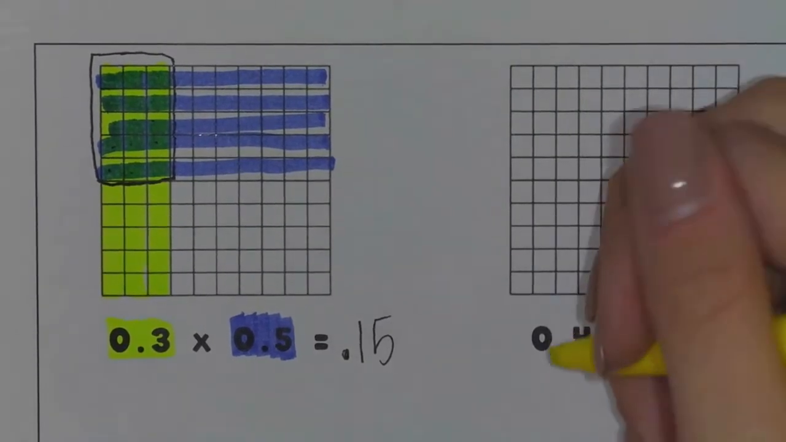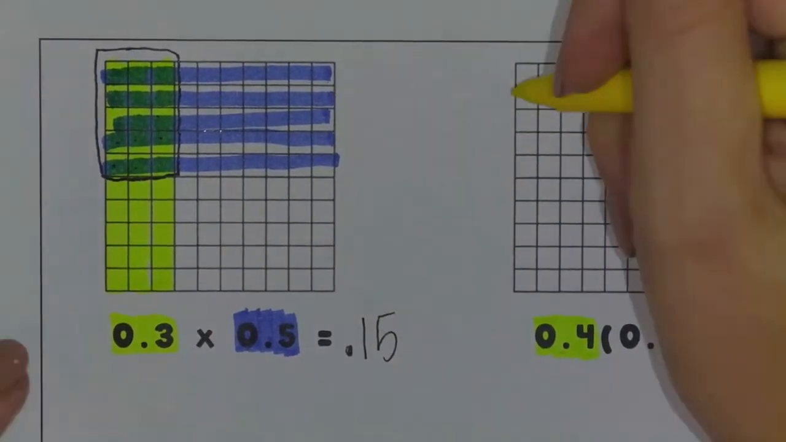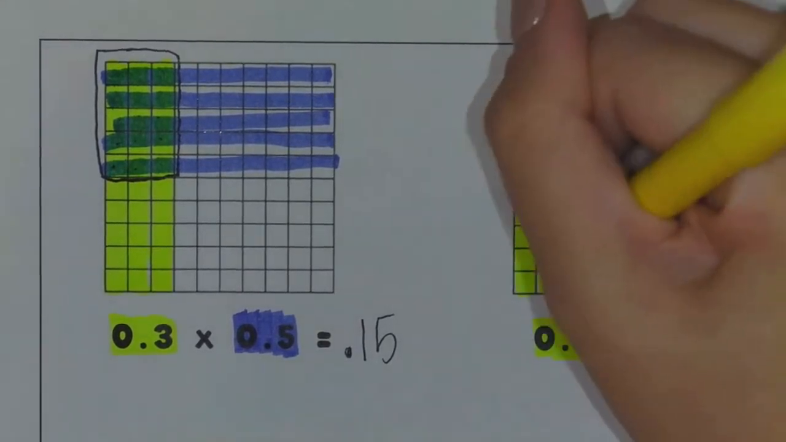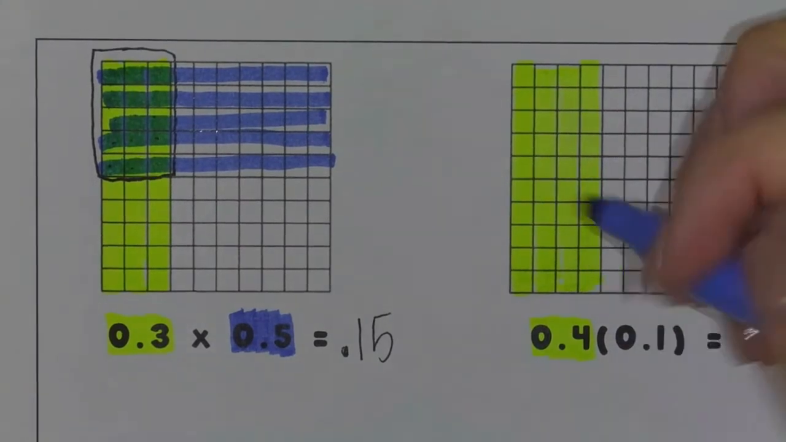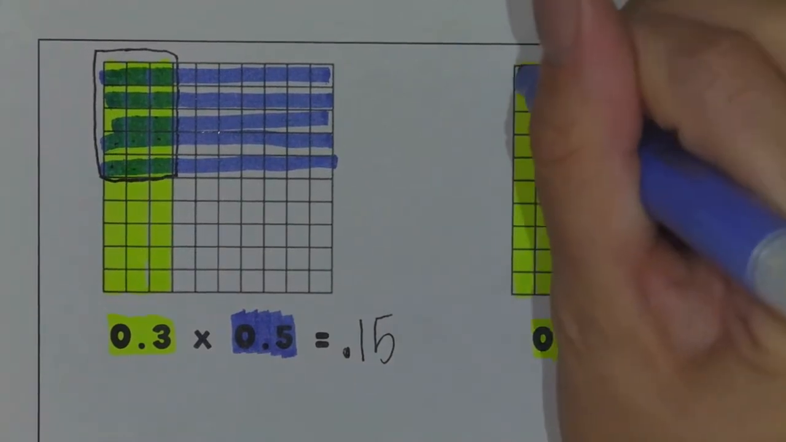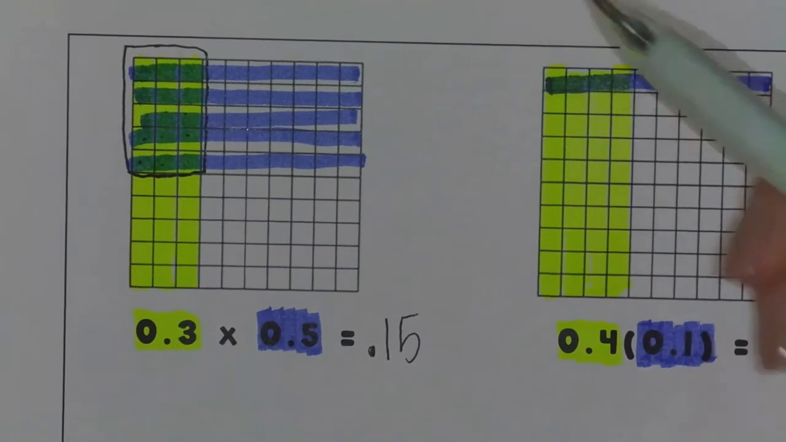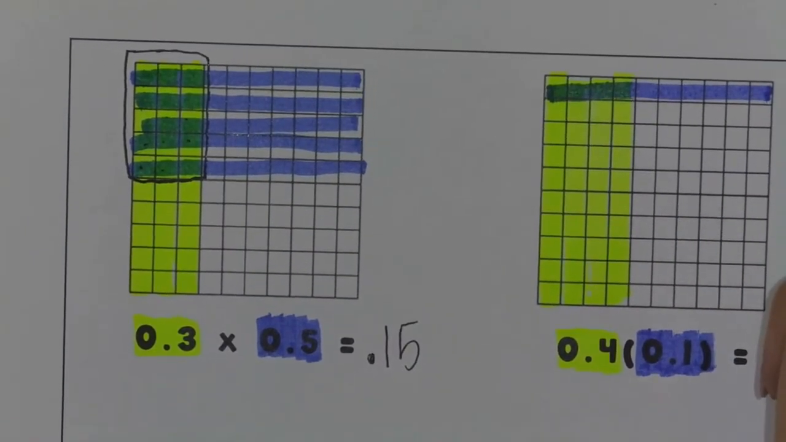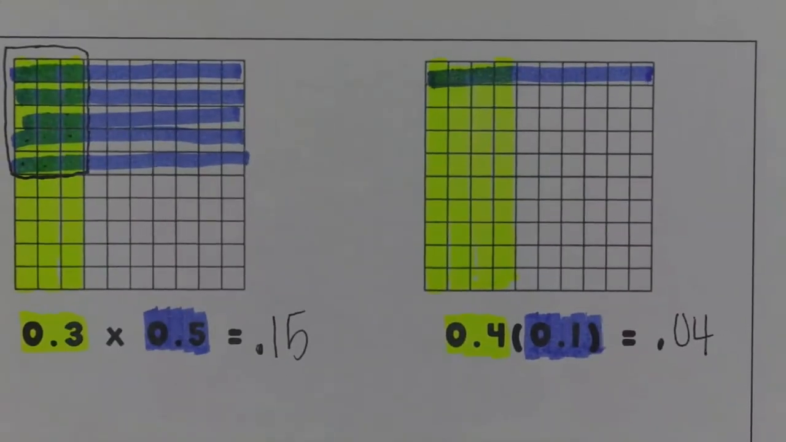Our next problem is 4/10 times 1/10. I'm going to use my yellow for the 4/10 and shade in 4/10 of my whole. So 1, 2, 3, 4. And I'm going to multiply that by 1/10. I'm going to use my blue. So again, going horizontally, I'm going to shade in 1/10. They only overlap on 1, 2, 3, 4 hundredths. So the product of 4/10 times 1/10 is 4 hundredths.